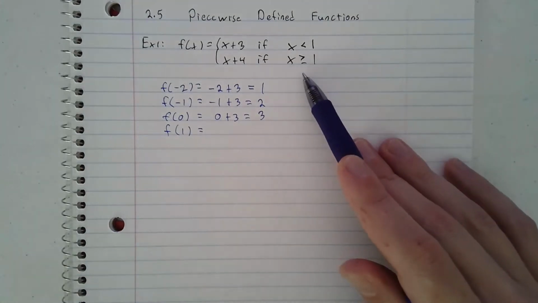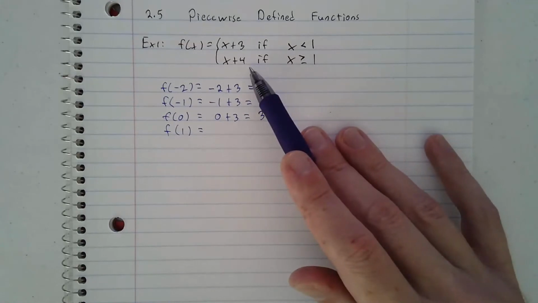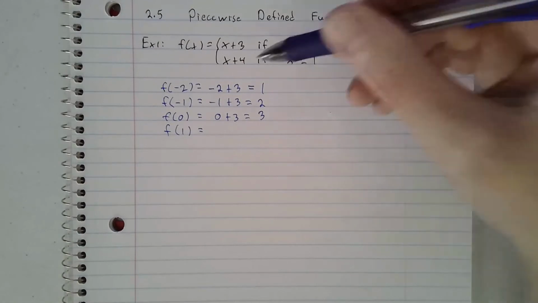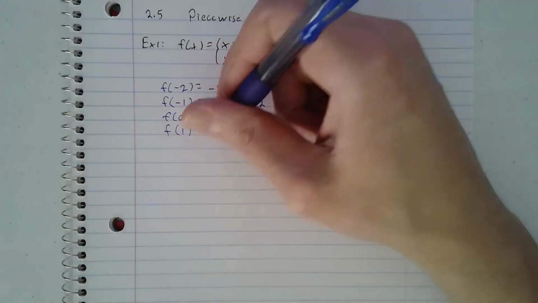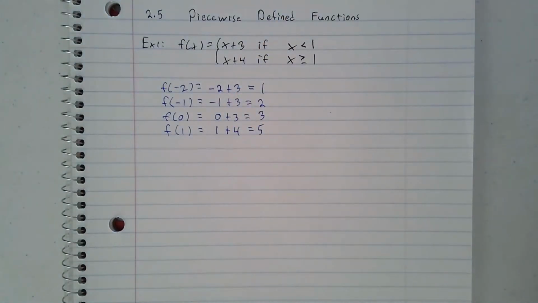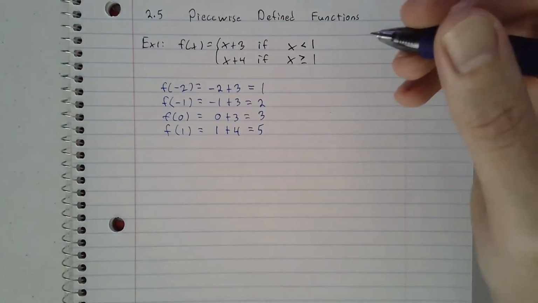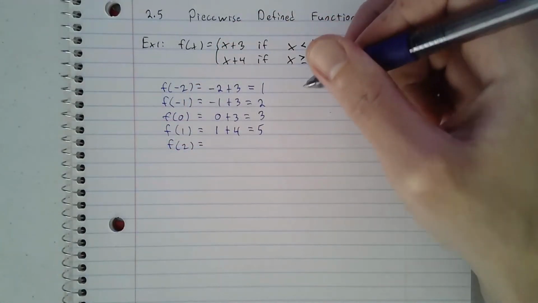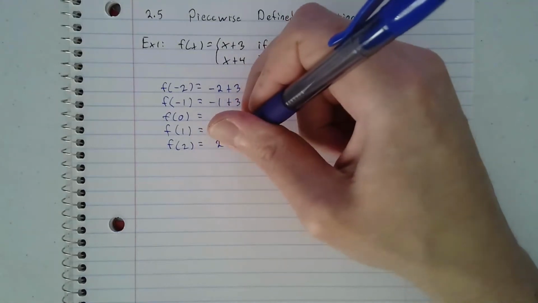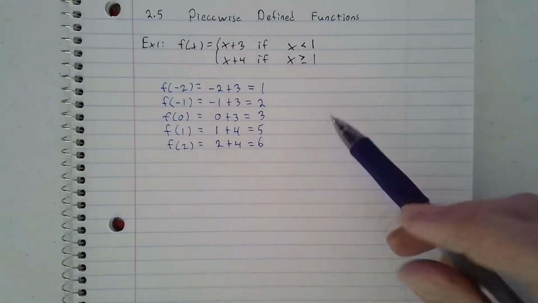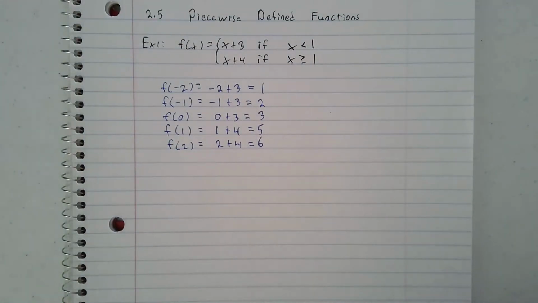So if it's greater than or equal to 1, then we use the second part of the function. So we're going to plug in 1 for this x and add 4 to it. And then 2 is greater than 1, so any number after that, we would be using the second function. Now we're going to graph it.